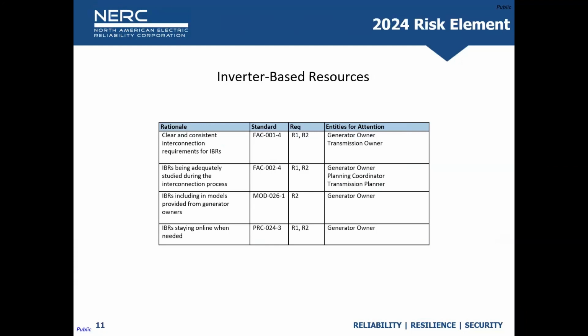Monitoring is being instructed to focus on inverter-based resources staying online when needed, ERC 24, inverter-based resources being in models correctly, MOD-26, and interconnection processes supporting that, FAC-1 and FAC-2. We have already seen large unintended reactions of inverter-based resources in response to events, and we can take what we've learned to better account for and remedy situations before they happen.